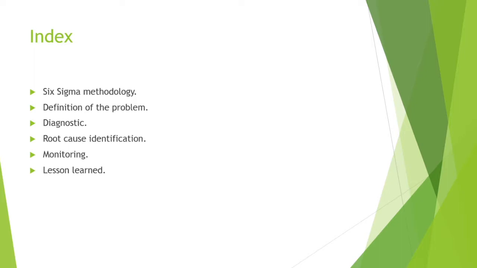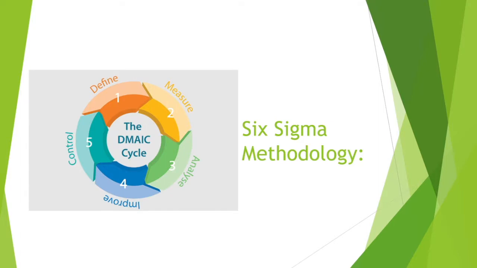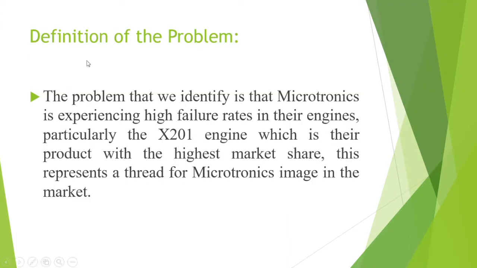Well, we have here the index. We will begin with the Six Sigma methodology, the definition of the problem, the diagnostic, and the next is the root cause identification, monitoring, and the lessons learned from the problem. Well, we have the Six Sigma methodology. The first step is to define the problem, measure the variable, analyze the variable, improve, and then control or standardize the process.